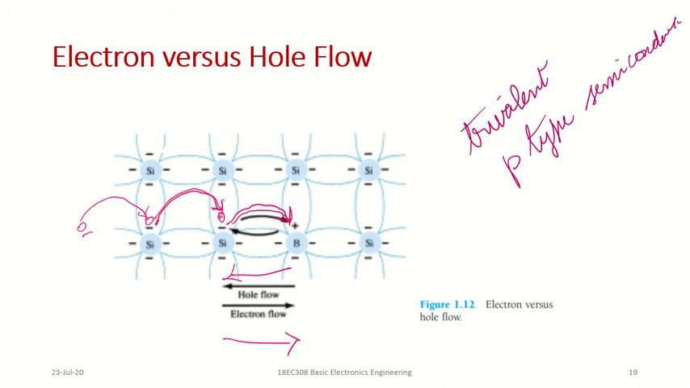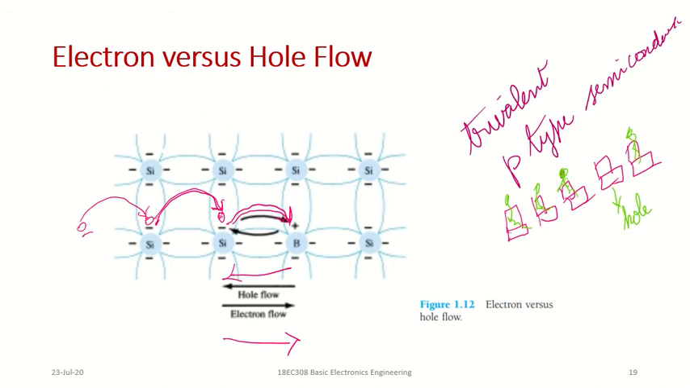I will give an analogy. See, some chairs are there, and a few people are sitting. Let me say this is the chair. How many chairs are there? Five chairs are there. One person is sitting here, another person is sitting here, another person is sitting here, one person is sitting. Okay, what happens? This is the hole. This absence of electron is called a hole, right?